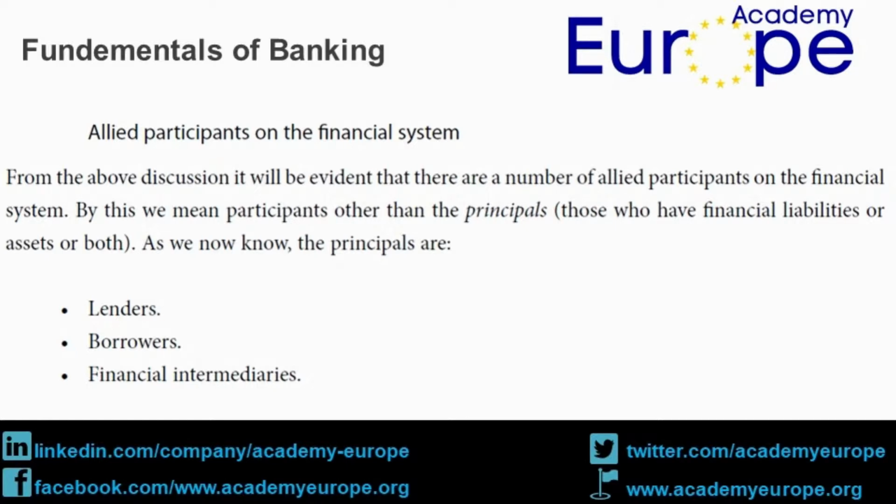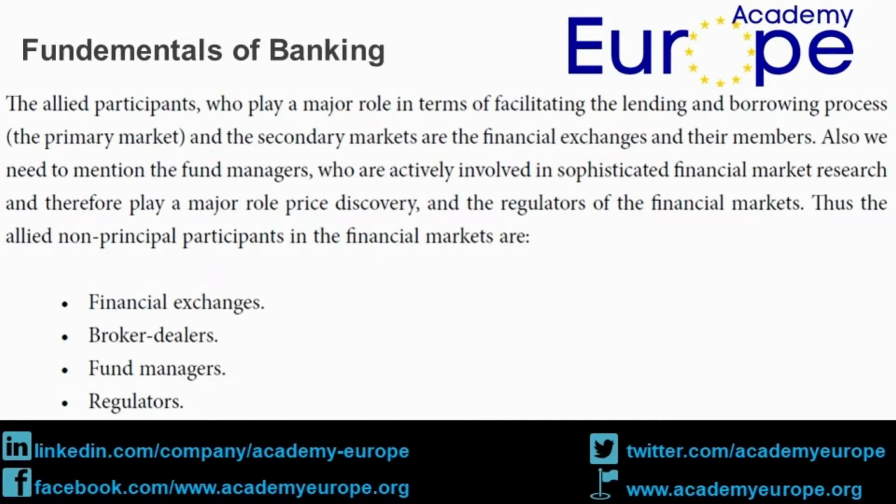Allied participants in the financial system. From the above discussion, it will be evident that there are a number of allied participants in the financial system. By this we mean participants other than the principals, those who have financial liabilities or assets or both. As we now know, the principals are lenders, borrowers, and financial intermediaries. The allied participants, who play a major role in facilitating the lending and borrowing process, the primary market, and the secondary markets, are the financial exchanges and their members.